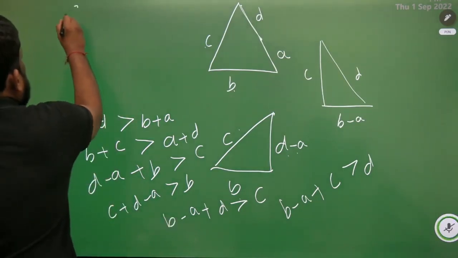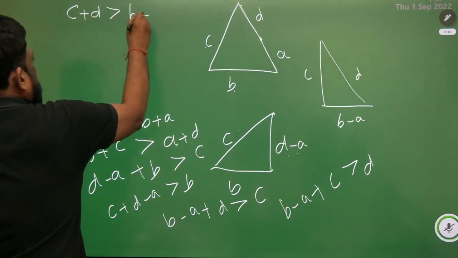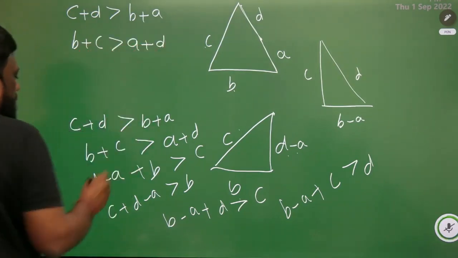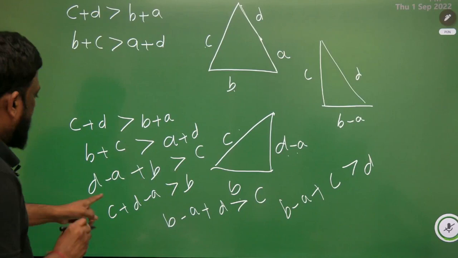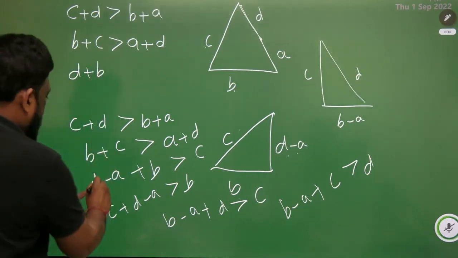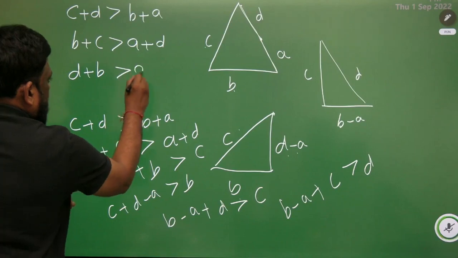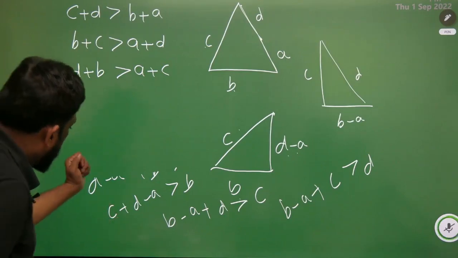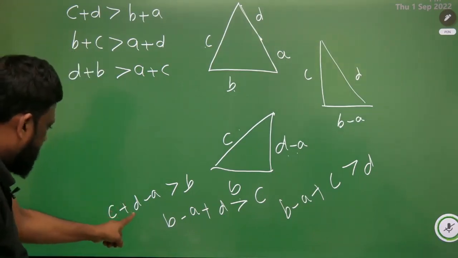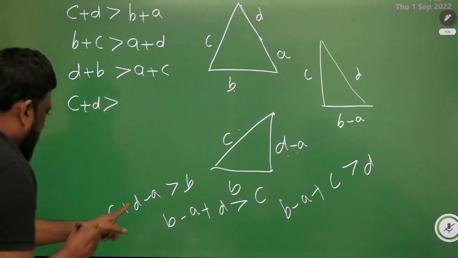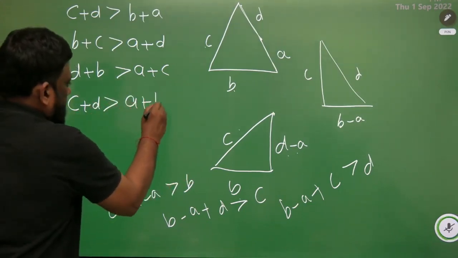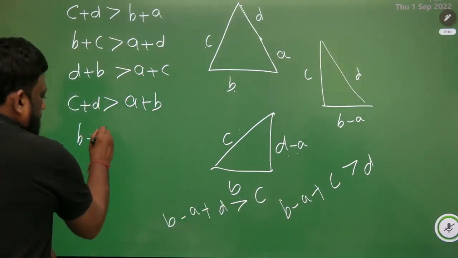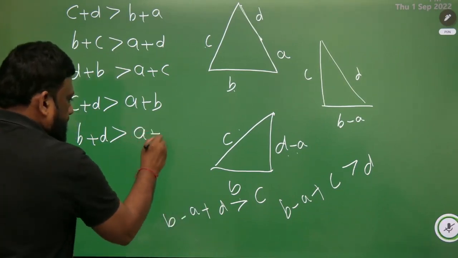This is the first one, that is C plus D is greater than B plus A. The second one is B plus C is greater than A plus D. Very good. Now do one thing: take A to that side. So D plus B, taking A to that side, should be greater than A plus C. Already I wrote this condition. Now let me erase this. Now we have C plus D is greater than, bringing A to this side, A plus B. This is also over. Now take A to that side, that is B plus D must be greater than A plus C. Wonderful, sirs.